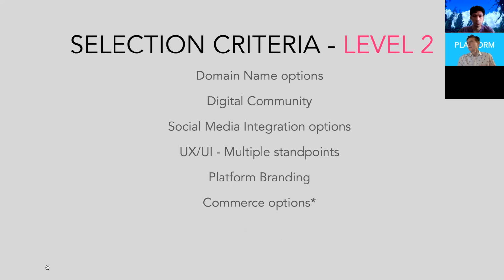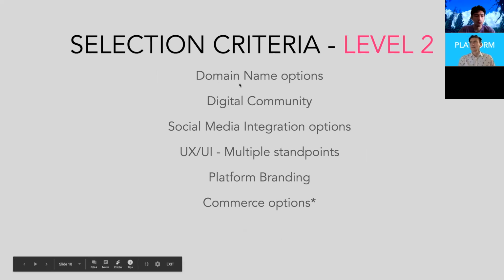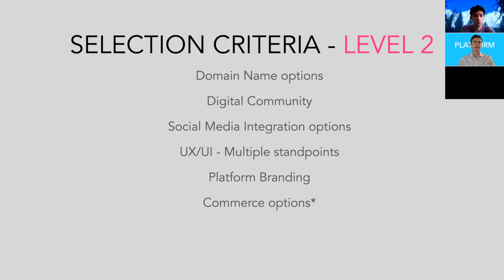And then level 2 criteria, these are things like domain name options. These are other things you want to think about: how easy it is to add on your own domain name, how much more expensive that might be. The digital community, especially with these different platforms, like how many of the users gather together.